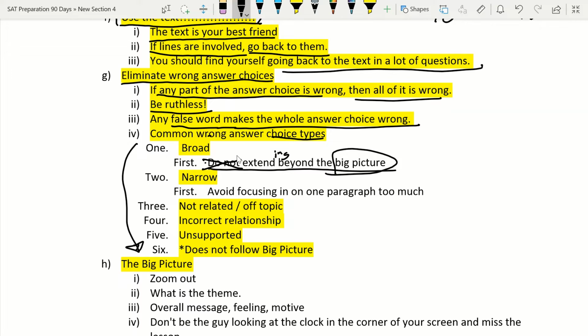All right, number 3, not related or off topic. There will be answer choices on the SAT reading section that just don't really have anything to do with your passage. It's kind of rare and it doesn't show up a ton, but there are definitely times where there's an answer choice that you can immediately say is wrong because it isn't related and it's completely off topic to the passage.